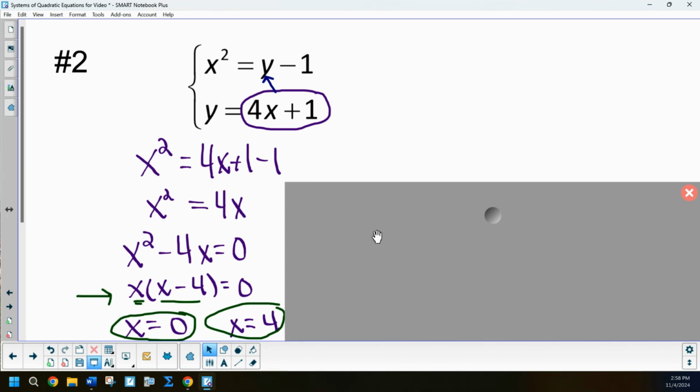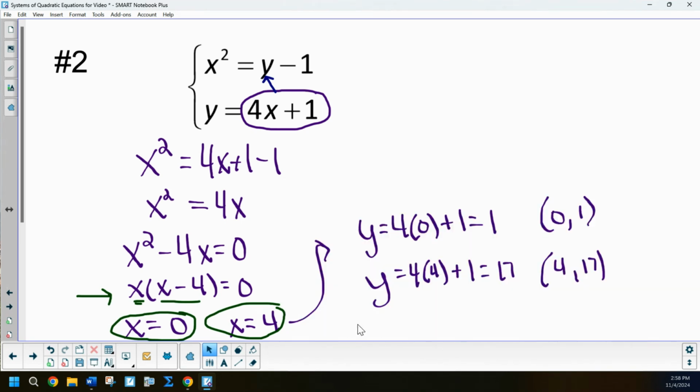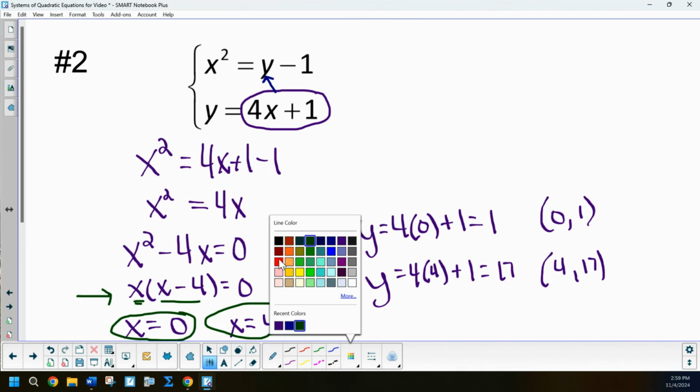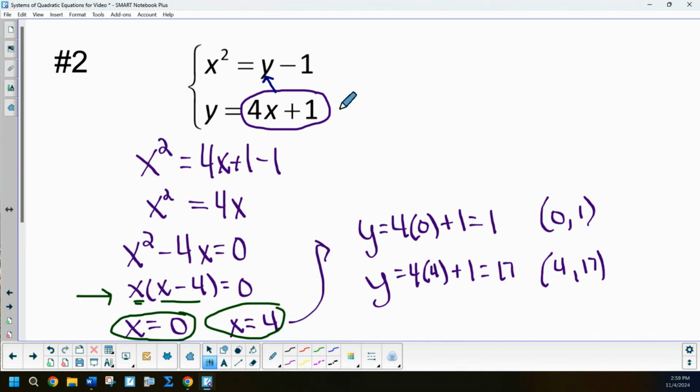So once I get those 2 values, I have to sub each of them in to one of the equations from above. So I chose to substitute them in to the second equation, again, because that one's easier to work with. So 0 went into y equals 4x plus 1. That's the one we're using here. So I put 0 in for x. I get 1 as my y value, and then I'm going to write it as an ordered pair. So one of the intersection points is (0, 1).